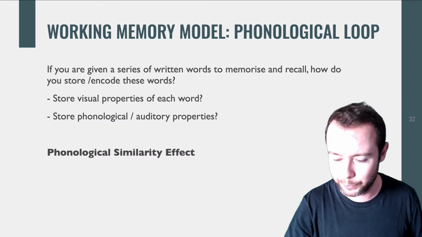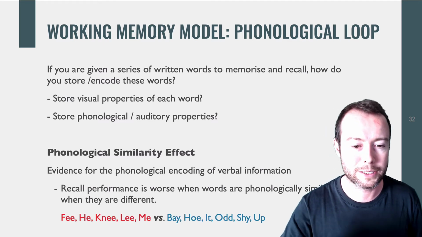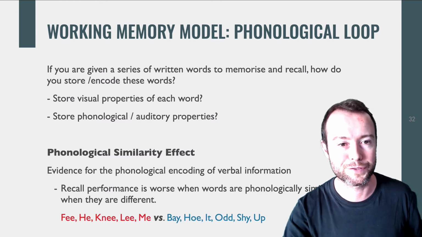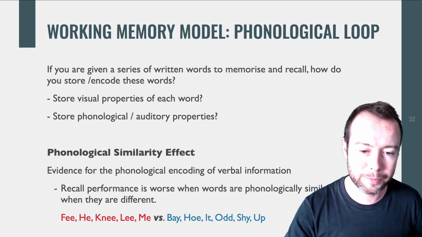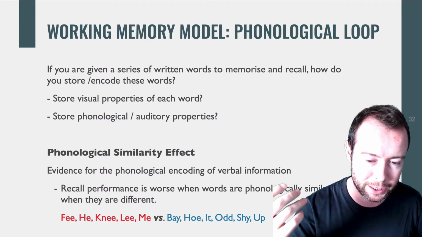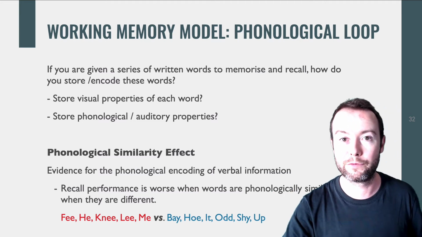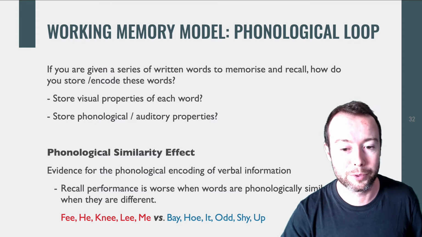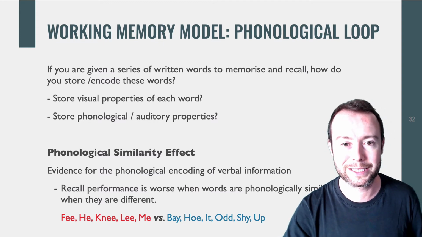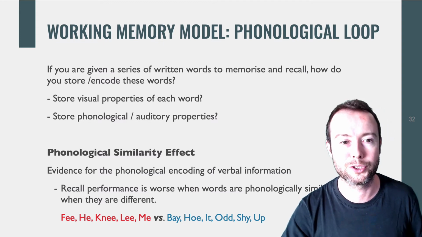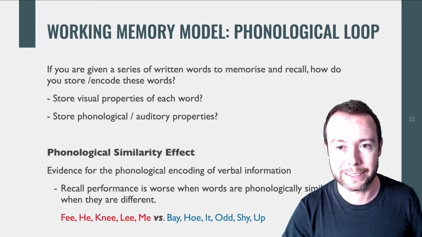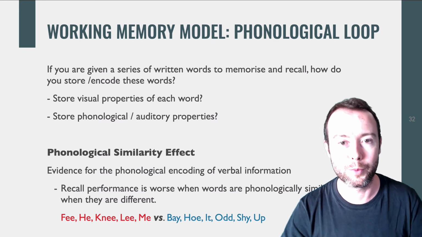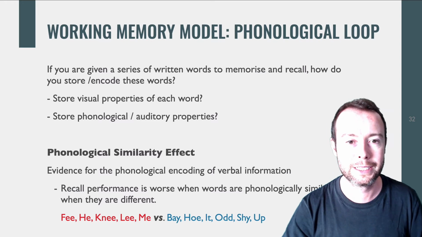So we find that if we give people words that share a lot of similarities, such as fie, he, nie, lie, me, and you ask them to recall them, versus giving them a series of words that don't share phonological similarity, but are similar in length and complexity, such as bay, ho, it, odd, shy, up, people are much better at remembering the second list of words. So there seems to be more confusion when you have this sort of phonological similarity.